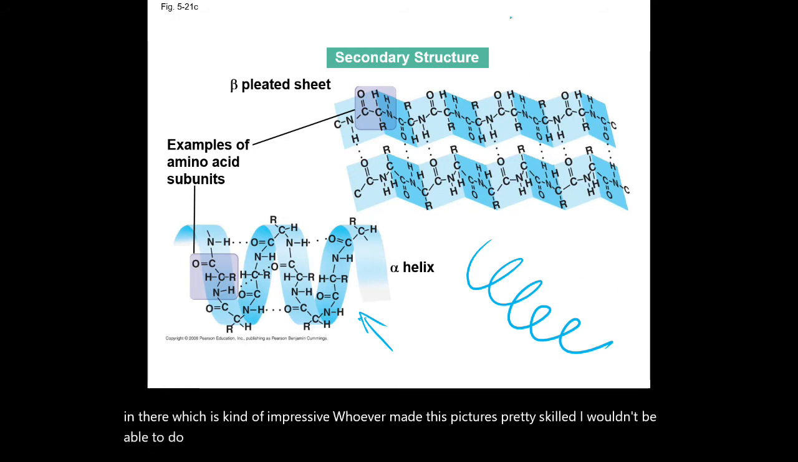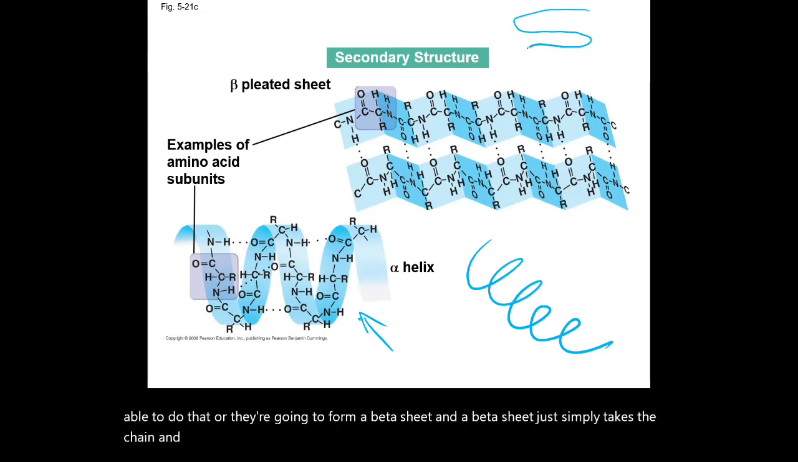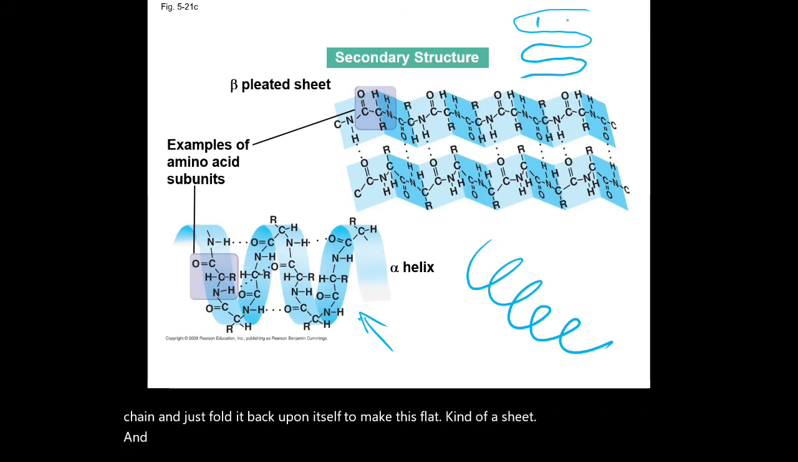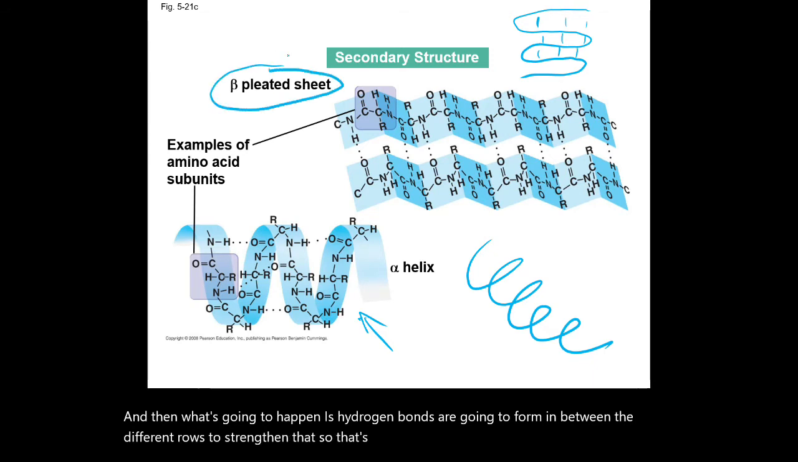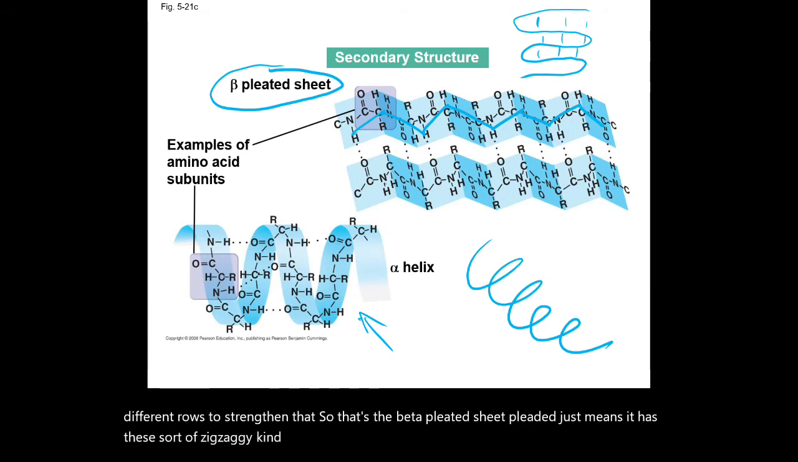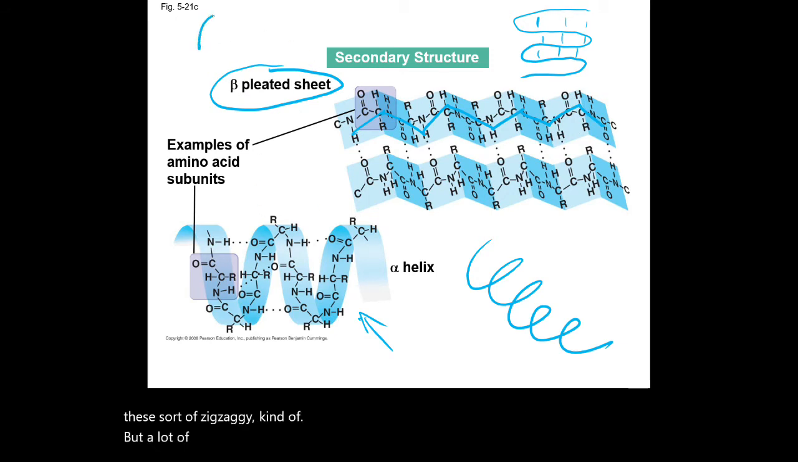Or they're going to form a beta sheet, and a beta sheet just simply takes the chain and folds it back upon itself to make this flat kind of sheet. And then hydrogen bonds are going to form in between the different rows to strengthen that. So that's the beta pleated sheet. Pleated just means it has these sort of zigzaggy arrangements. But a lot of times people just call it beta sheet. It's shorter to say that.